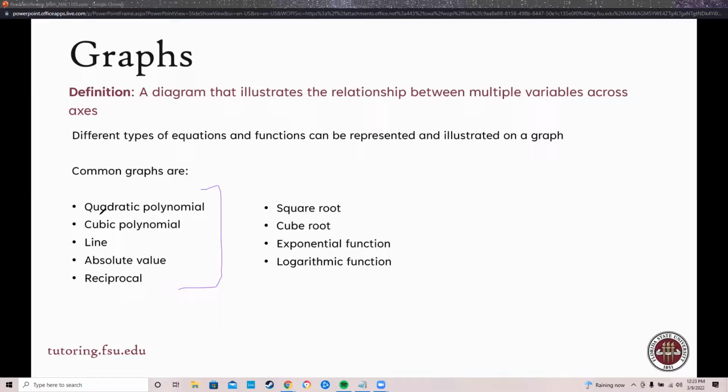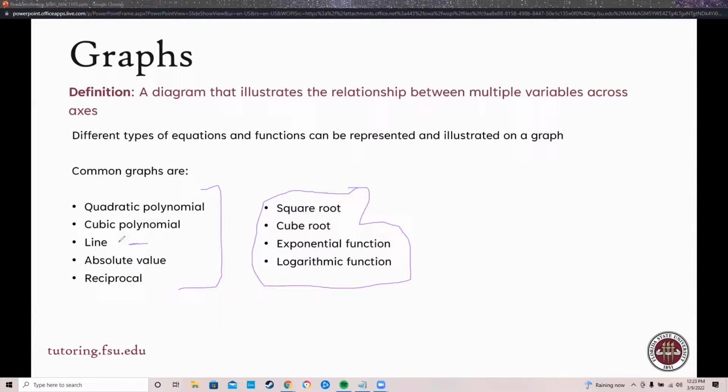A quadratic function would be like x squared plus something x plus c. Cubic would be, as you could guess, x cubed rather than x squared. A line, as we have pointed out, for linear functions just has one power of x. And then similarly, we have the root functions, exponential, and logarithmic functions.